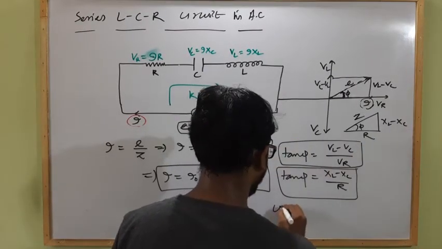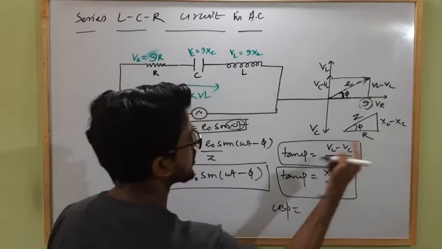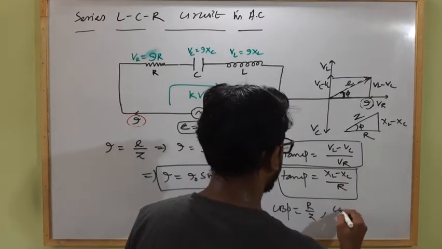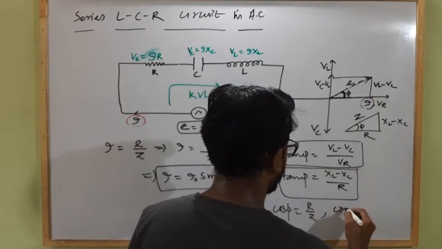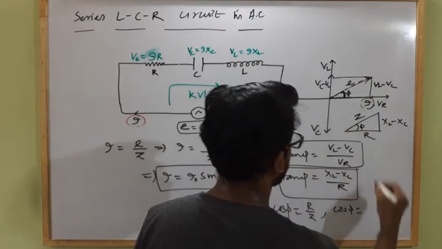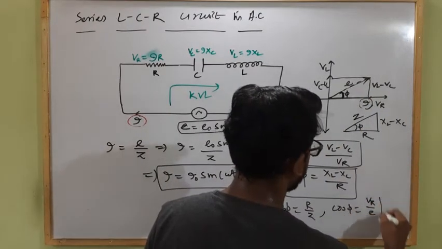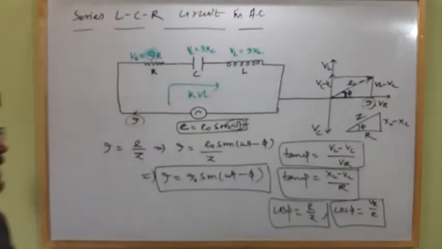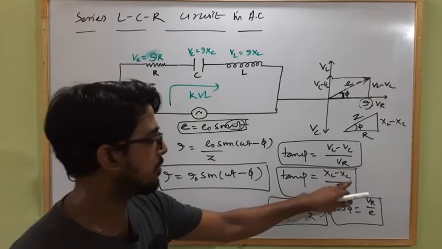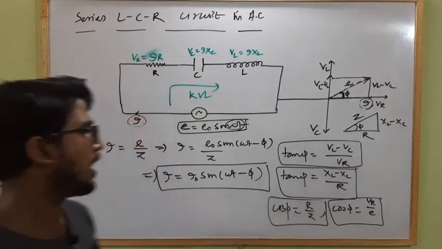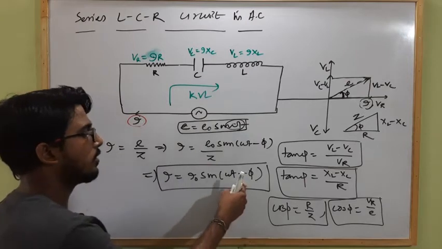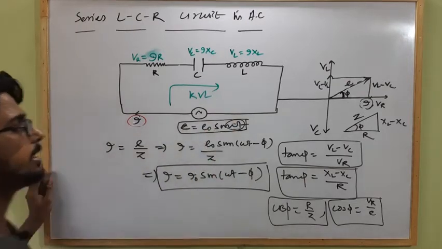Okay, or cos phi equals how much? Base by hypotenuse, that is R by Z. Or in terms of potential difference we can write cos phi equals VR by V. Clear? You have to remember this. This is tan phi, which is XL minus XC by R. This is cos phi, which is R by Z. And at any instant this is the expression for alternating current and this is the expression for alternating EMF.